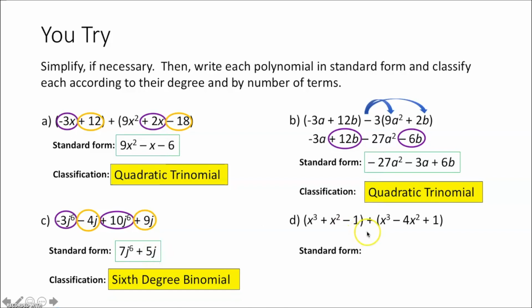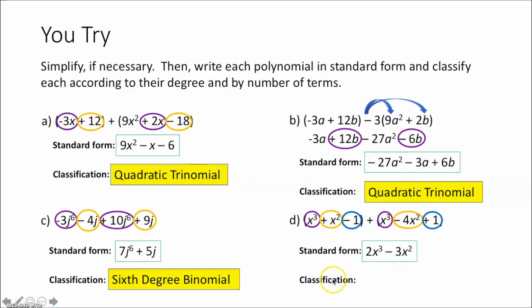Here, combine like terms, just like we were doing. The x cubed is going to combine with the x cubed to make 2x cubed. The x squared is going to combine with the negative 4x squared to make negative 3x squared. And the negative 1 and the 1 are going to combine to cancel each other out. So we're left with 2x cubed minus 3x squared.